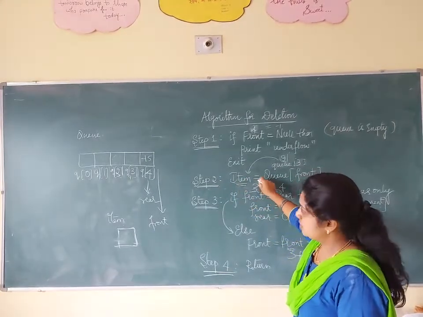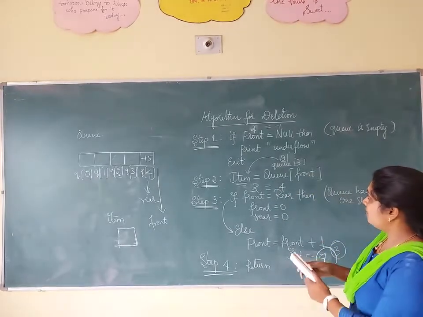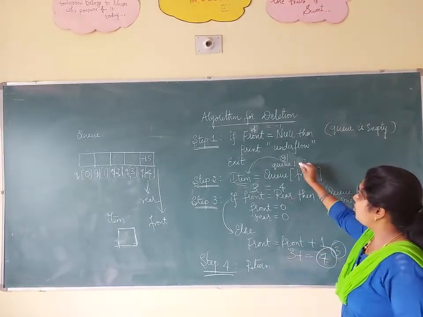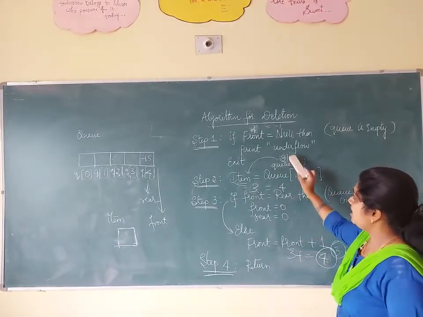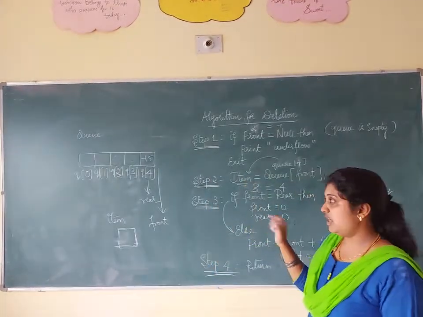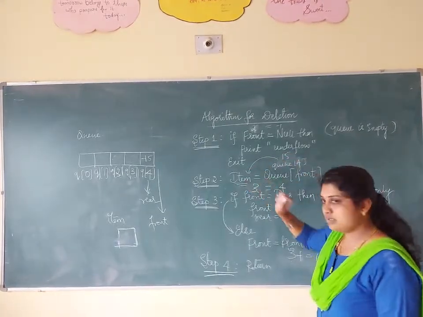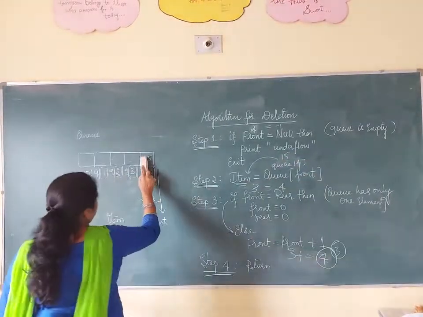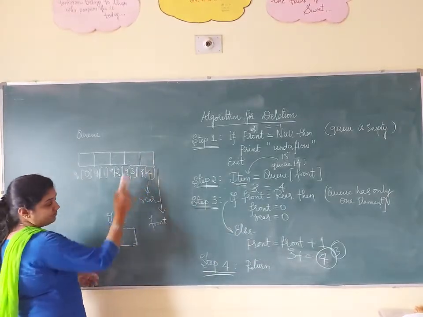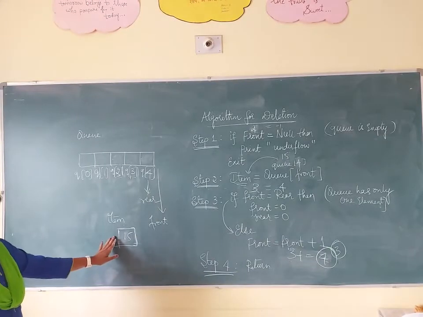Item is equal to Q of front. Okay, Q of front. What is my front? Front is pointing to the location 4, and in Q of 4, we have an element 15. We have an element what? 15. 15 will be assigned to item. So here just take this 15 and put it here. Okay, we have put it here.